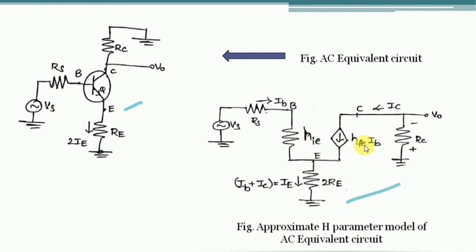Okay, HIE, HFE IB. At the base terminal we have the voltage Vs and Rs, at the collector terminal RC will be there, and at the emitter terminal there is a resistor RE. Here we can replace this with 2RE, so we can write IE and 2RE from Ohm's law. Now from this we have to write the output voltage expression V0 and the input expression. Thereafter dividing V0 by Vs, we can easily obtain the common mode gain.